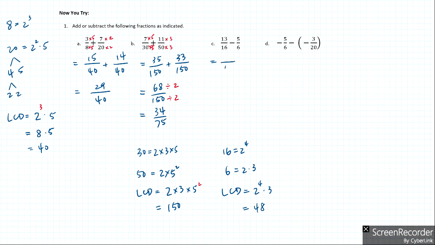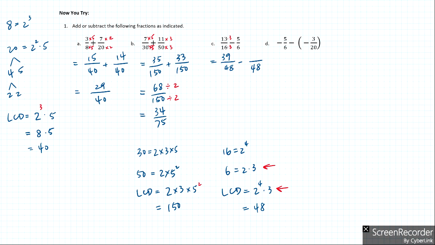And I want to have 48 in the denominator. Again, comparing the factorization between 16 and the LCD, I have an extra factor of 3. So that means I need to multiply 3 on both sides. And 13 times 3 is 39. Now comparing what we have for the factorization of 6 versus the final result, I have an additional power of 2 to the 3rd, which is going to be 8.